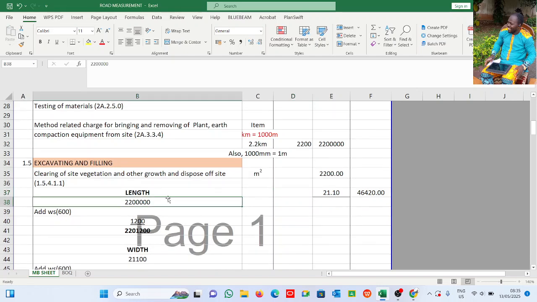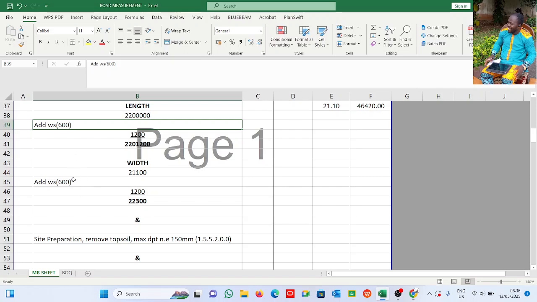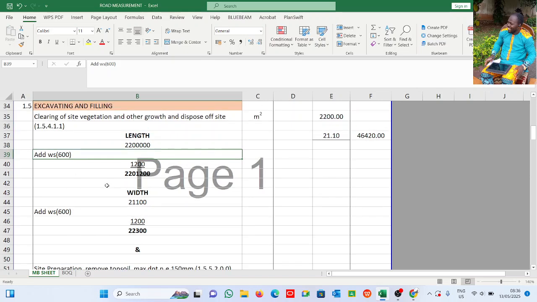So this is the length, right? 2,200,000 millimeters, right? Maybe workspace, right? I add workspace, maybe 600 on both sides, because definitely you're clearing with a bulldozer, you're clearing a large expanse to give you much space. However, the BSMM4R does not allow for workspace. Its workspace is supposed to be built into your rate, into your excavation rate, right? You are going to see how I did that. I just put in some, because definitely there's going to be space to work.